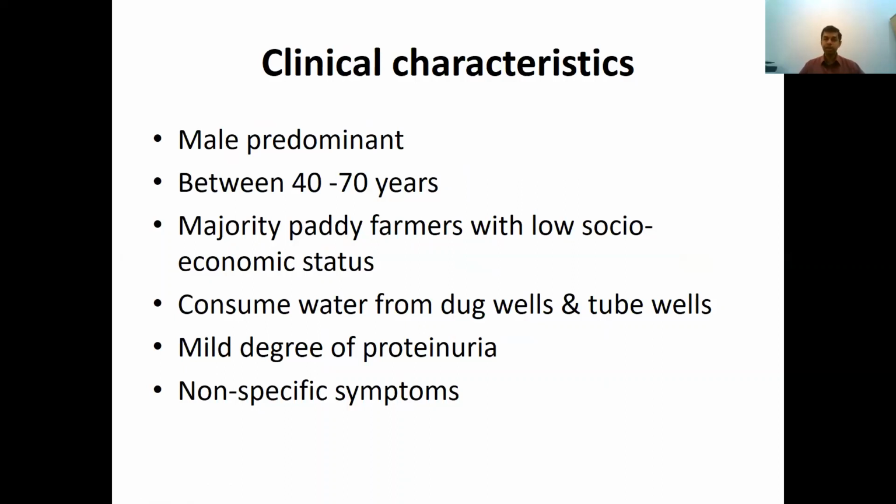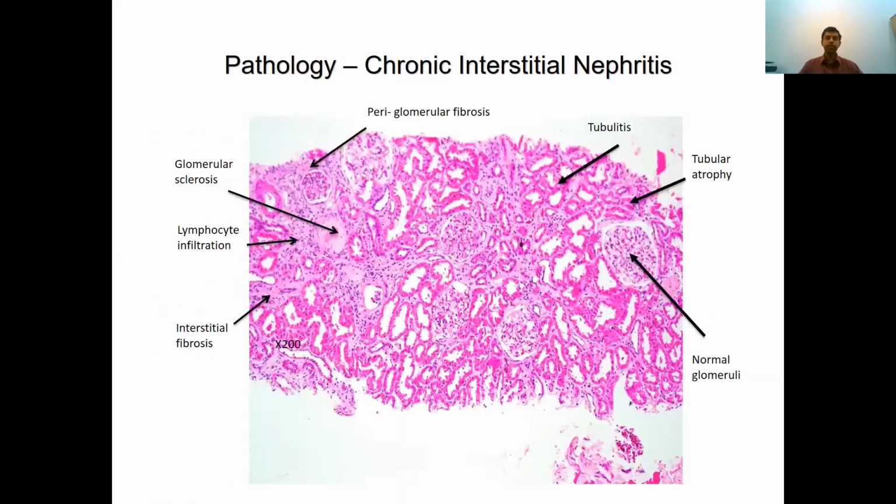Majority of these are paddy farmers with low socioeconomic status, and most of them consume water from dug wells or tube wells. And when you investigate, they only have a little bit of proteinuria and very non-specific clinical symptoms, like I mentioned, back pain, aches and pains, arthralgias, very, very non-specific. And when you do a kidney biopsy, you get this typical chronic interstitial nephritis pattern. So these are your tubules, this is your interstitium, and you can see this infiltrate of lymphocytes. And that is the typical hallmark lesion of these CKDU patients.